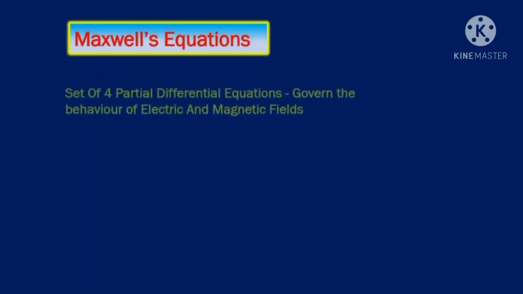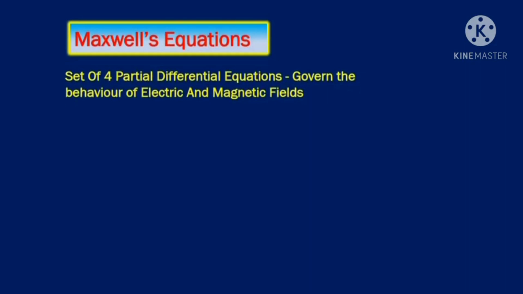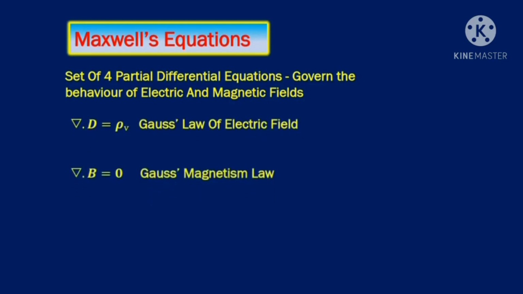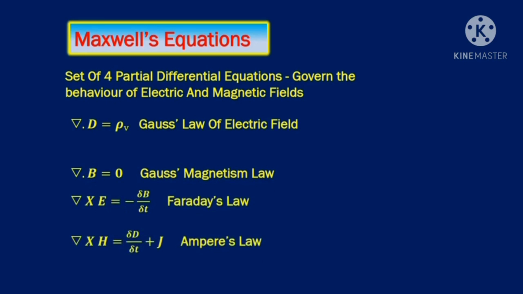Friends, this is a set of 4 coupled partial differential equations that describe how electric and magnetic fields are generated and altered. The first law is Gauss's law of electric field. The second law is Gauss's law for magnetism. The third law is Faraday's law of induction, while the fourth law is Ampere's law. This triangle symbol that you see is the del operator that is used for divergence and curl vector operations.